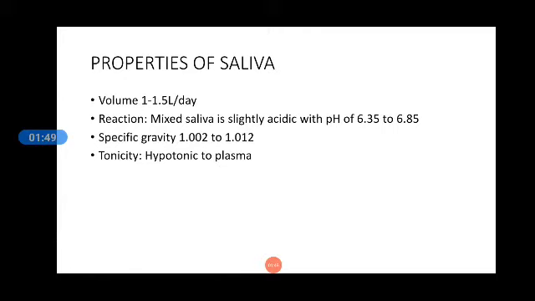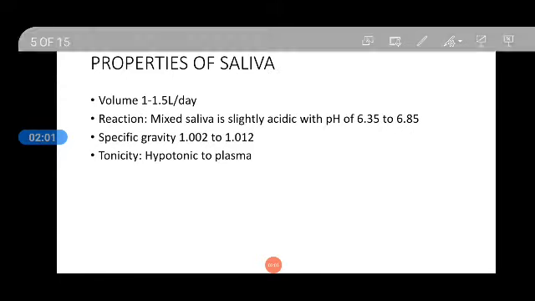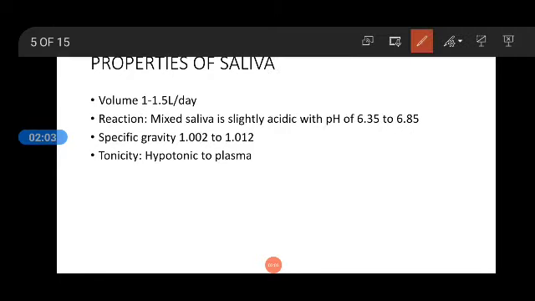Now we will go on to the physiological part. But first, let us see the properties. The salivary glands secrete saliva. Now let us see the properties of saliva. The first property is the volume. How much saliva is secreted? It is 1 to 1.5 liters per day. Then the reaction of saliva is slightly acidic.